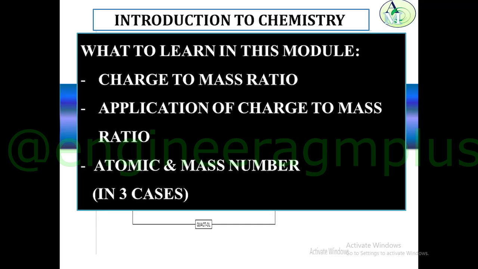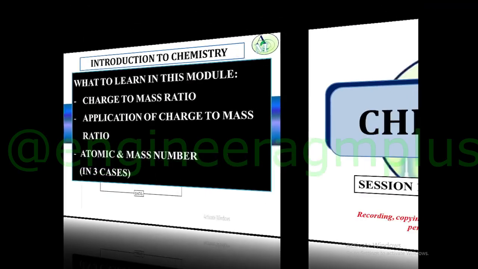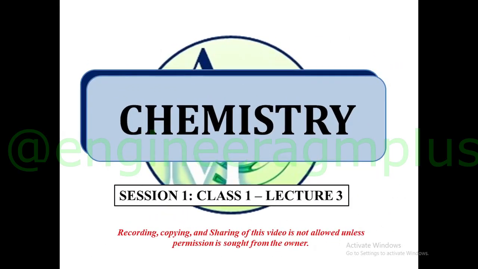There are three cases involved when calculating the atomic mass number of atoms or ions. All these cases shall be looked into. If you haven't watched Class 1, Lecture 1 and Lecture 2, to make this lecture understandable and interesting, I will advise you to go back to that module.